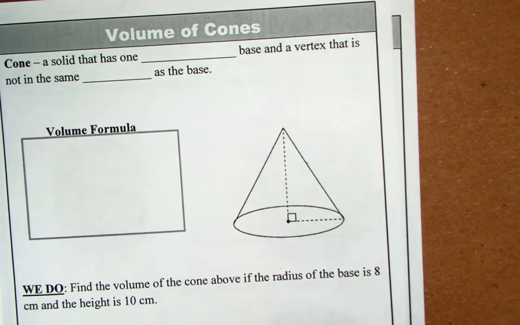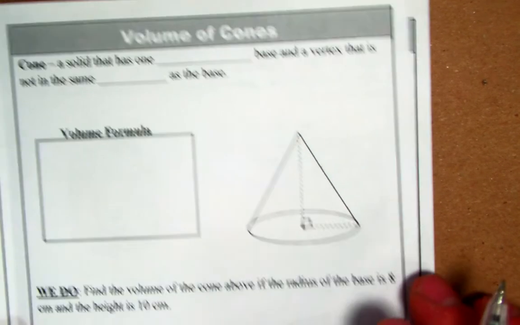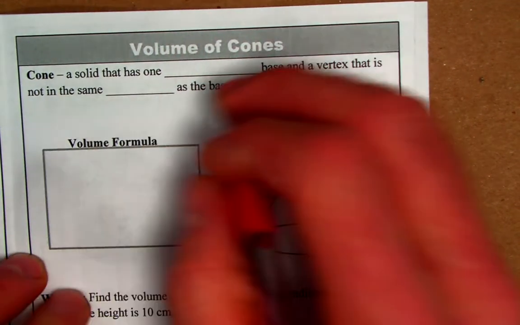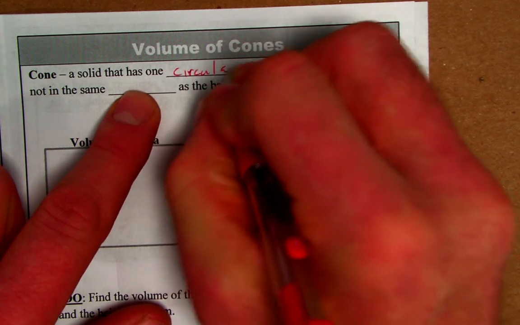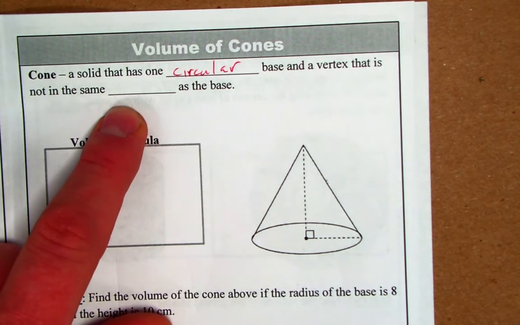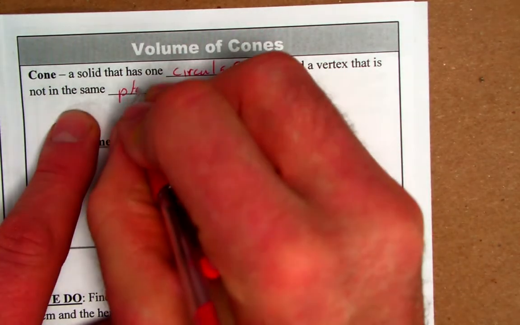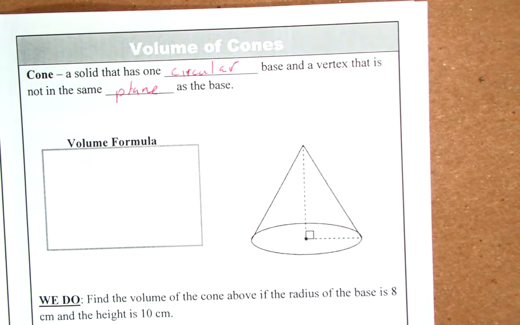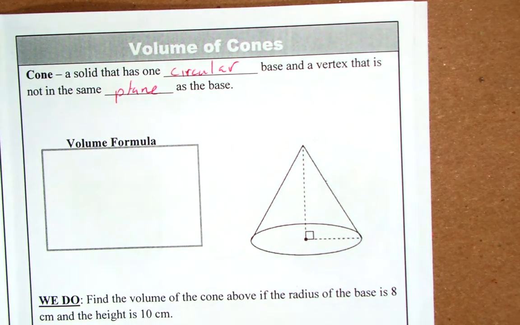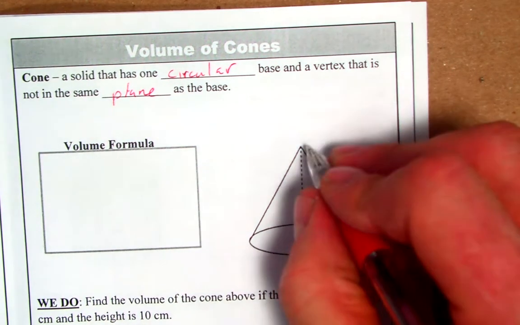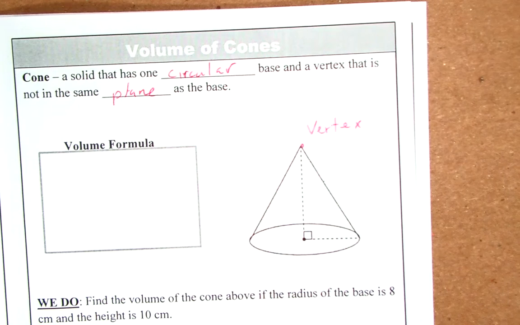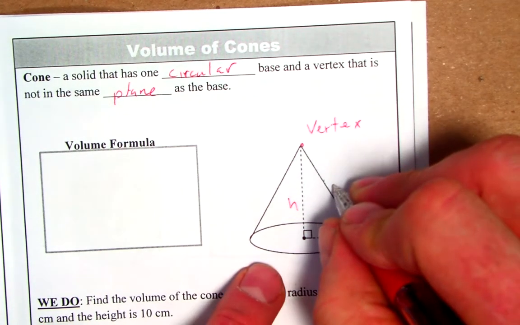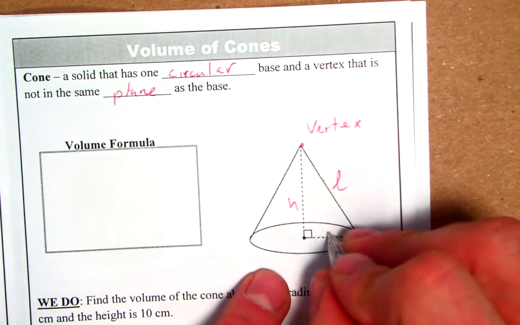Okay, let's go on to the cone. The pyramid is probably the longer example of all of them. The cone is just going to be a solid that has a circular base and a vertex that's not in the same plane as the base. Okay, so here's your circular base. Here's the vertex that's in a different plane. And again, we have a height, we have a slant height. In this case, now we have a radius.